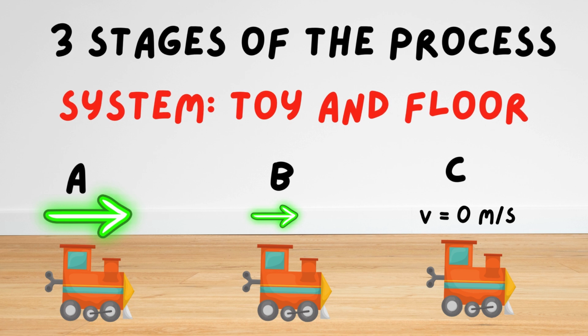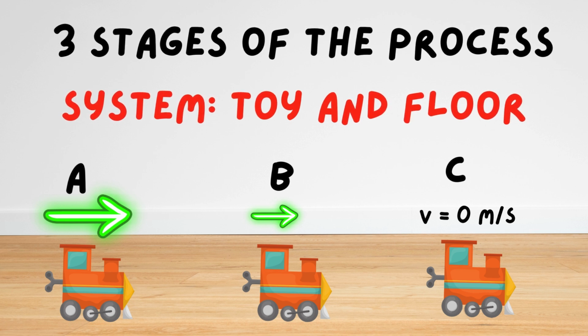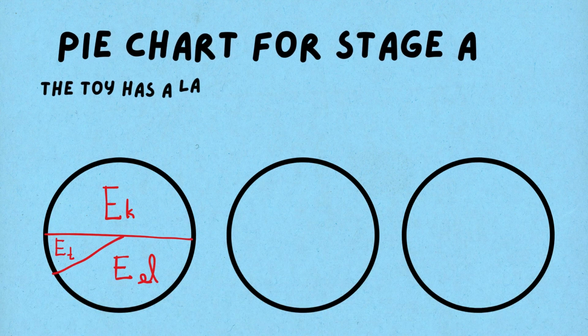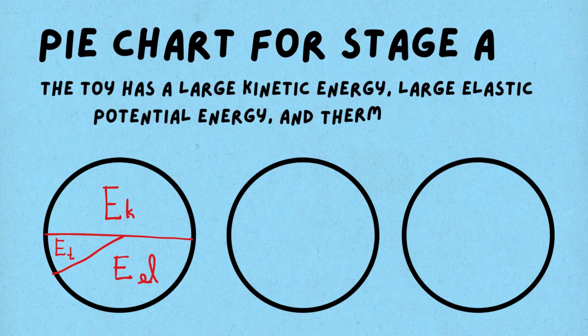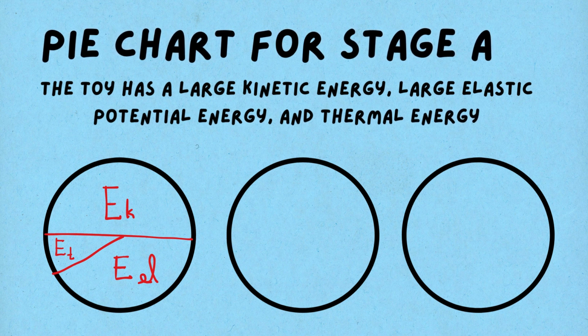As you can see, the initial velocity is very high. The velocity at stage B is a little bit lower, and the velocity at C is 0 meters per second. And here is the pie chart for stage A. Because this is a wind-up toy train, the potential energy is elastic potential energy. So at the start, it has a large elastic potential energy, which is EEL.